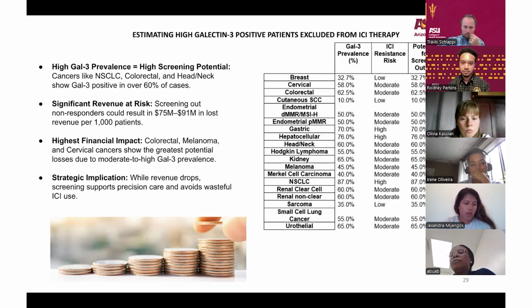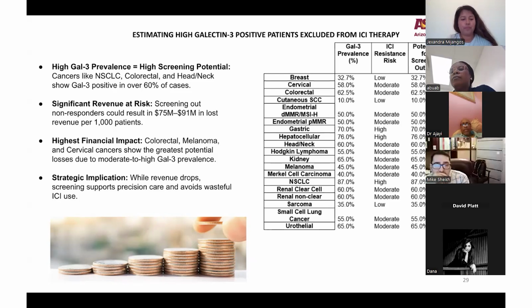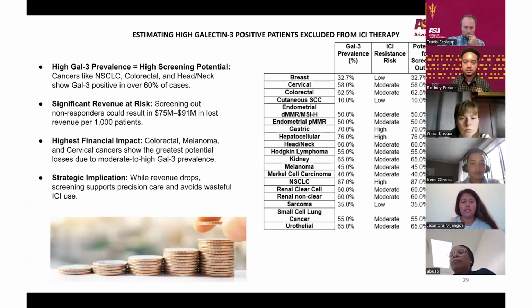Also, when combining the data, we can say that annual cancer incidence in the United States is roughly 1.9 million new cases. And by seeing the ICI eligibility rates, we can also target those new cases, and then we can find out what are potential for screening out and what can be eligible for this treatment.